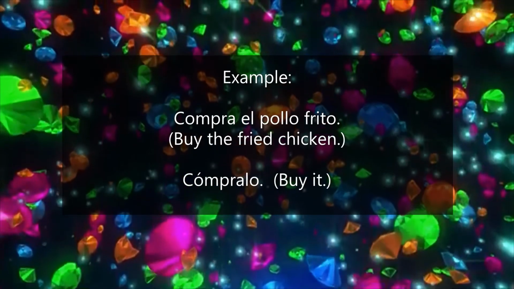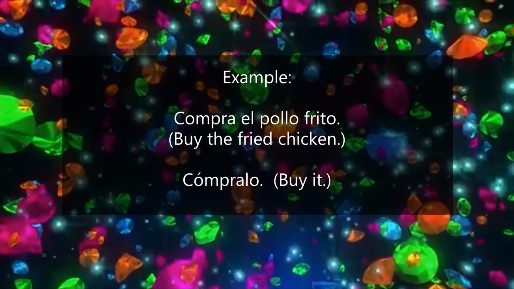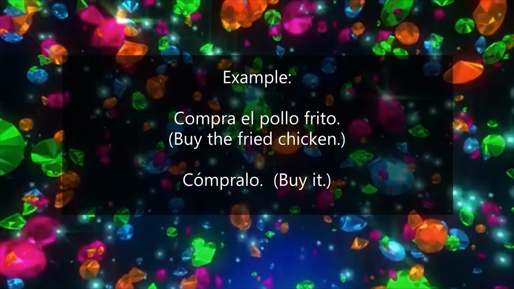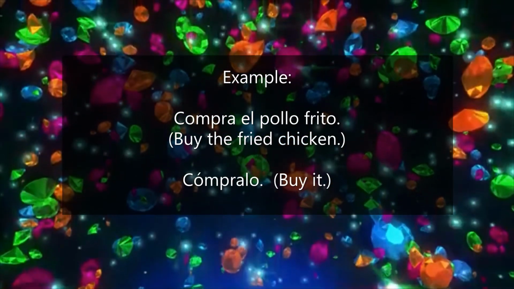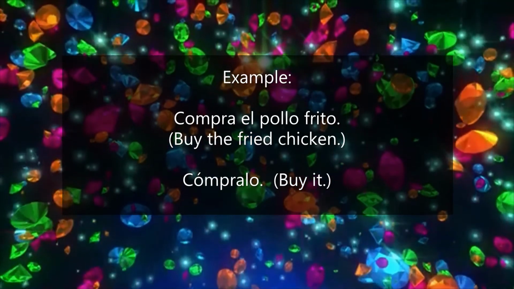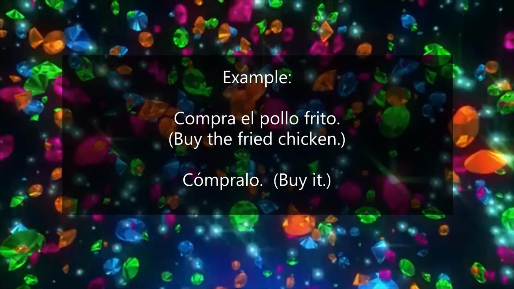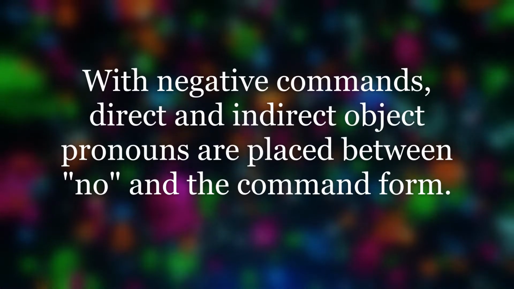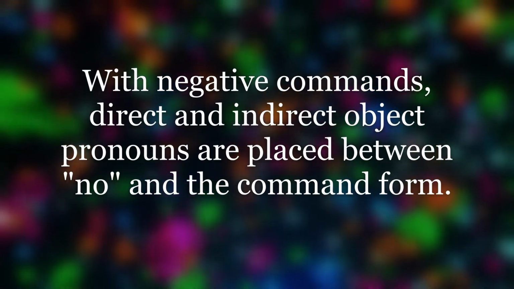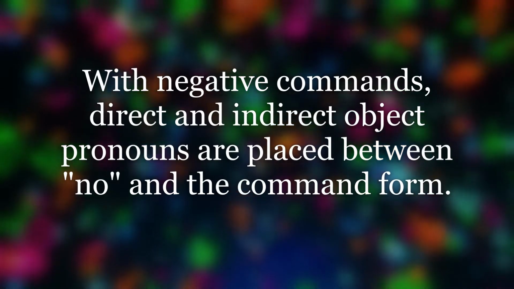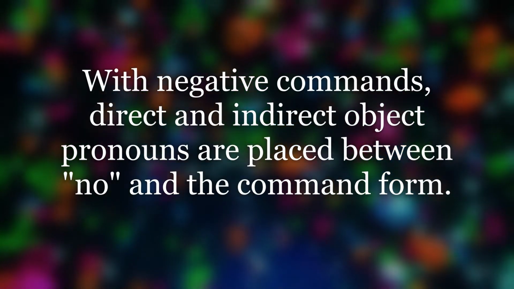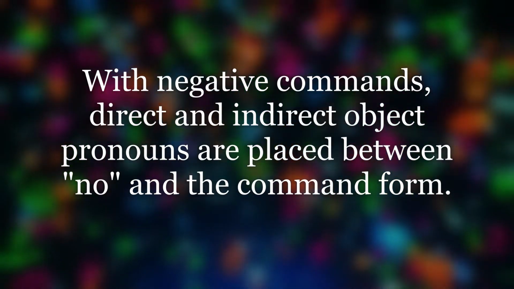So for example, instead of saying buy the fried chicken or compra el pollo frito, shorten it by saying buy it. So attach lo, the pronoun lo, to compra, but take note of the accented O, the first O. Cómpralo. With negative commands, direct and indirect object pronouns are placed between no and the command form.